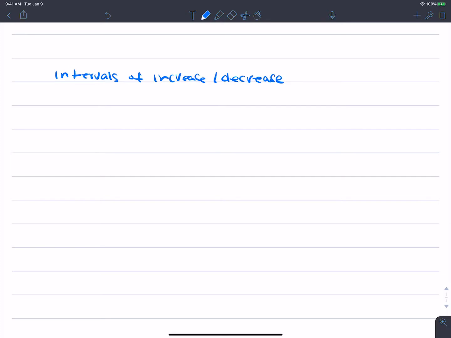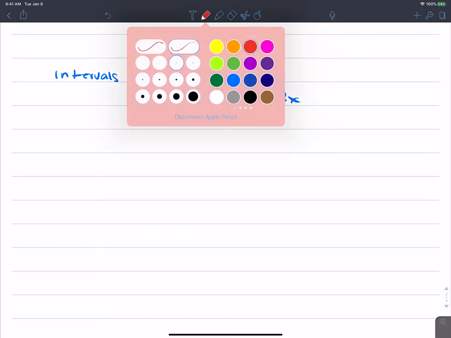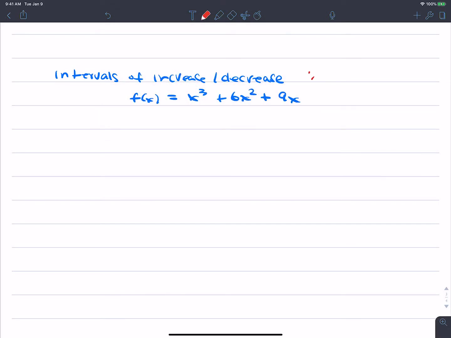So since our function here, what's the function again? x cubed plus 6x squared plus 9x. This is where you're going to start to use your derivatives, remember? This is really sign analysis on the first derivative. So let's write that down because we never want to forget that. Sign analysis on that first derivative.